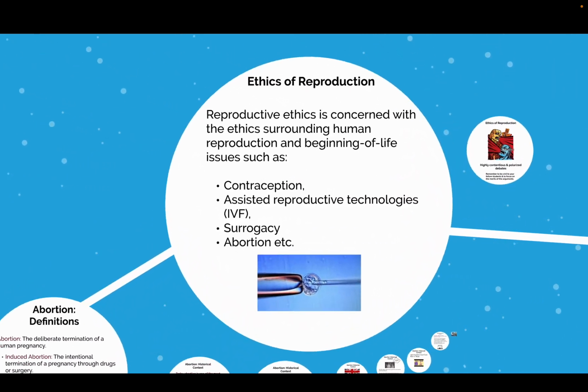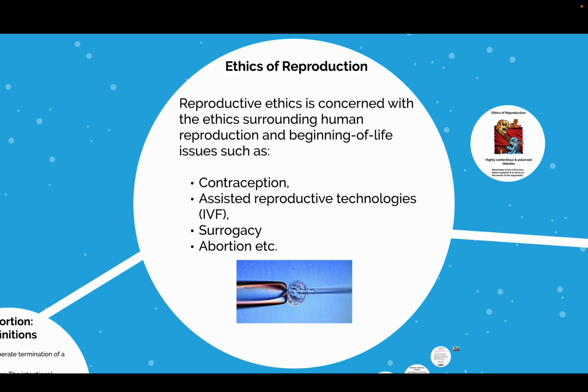So what is ethics of reproduction? Well, very quickly, as all of you could have surmised from the term, reproductive ethics is concerned with the ethics surrounding human reproduction and beginning of life issues. So contraception, whether or not we have access to contraception, is there a right to access to contraception? Do we have sex education, for example? What type of sex education should individuals have access to? These all fall under the umbrella of ethics of reproduction.